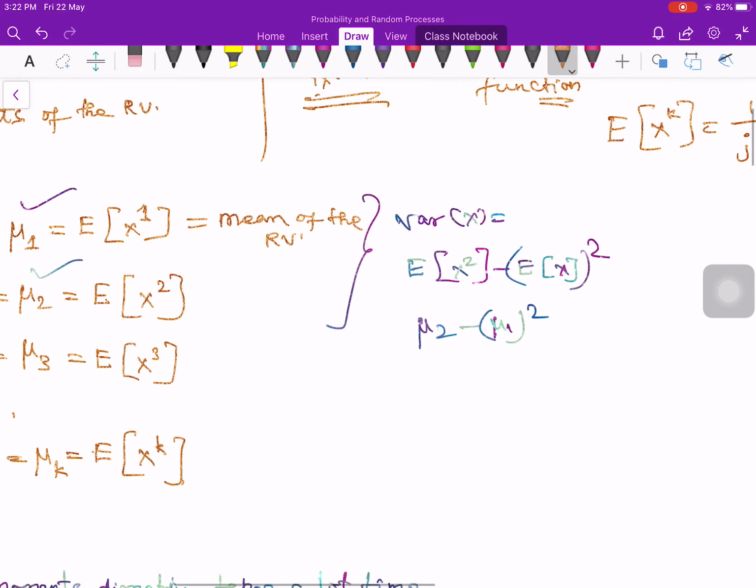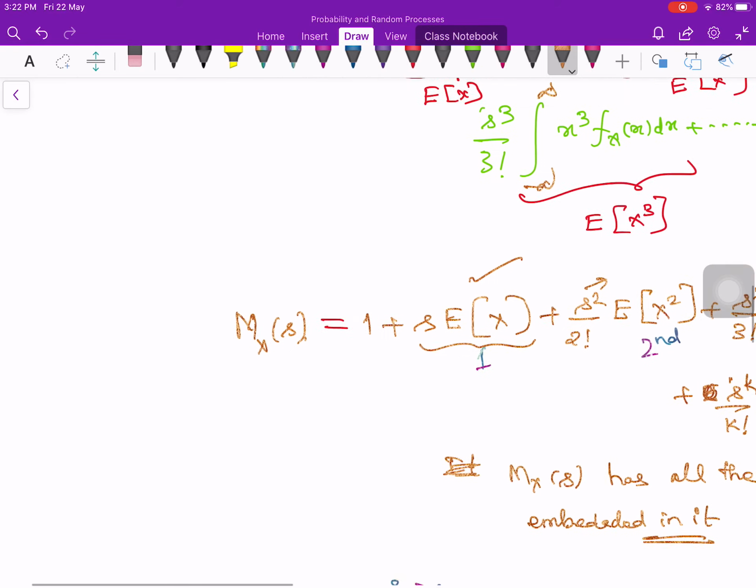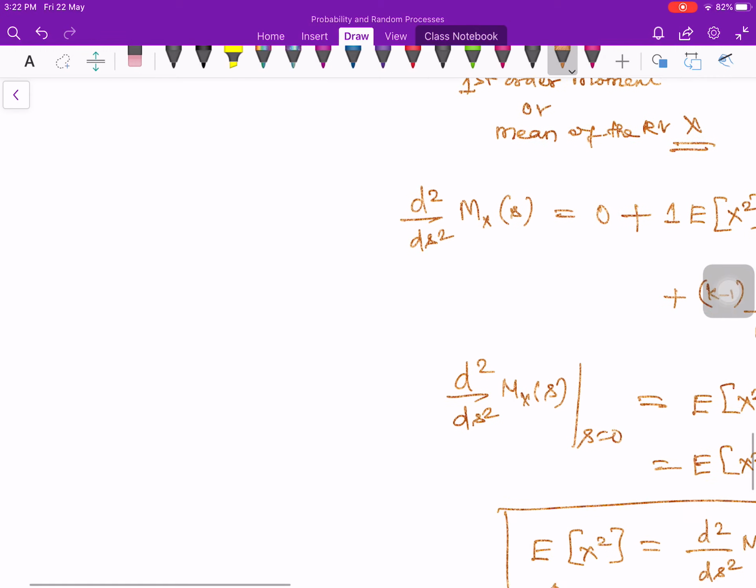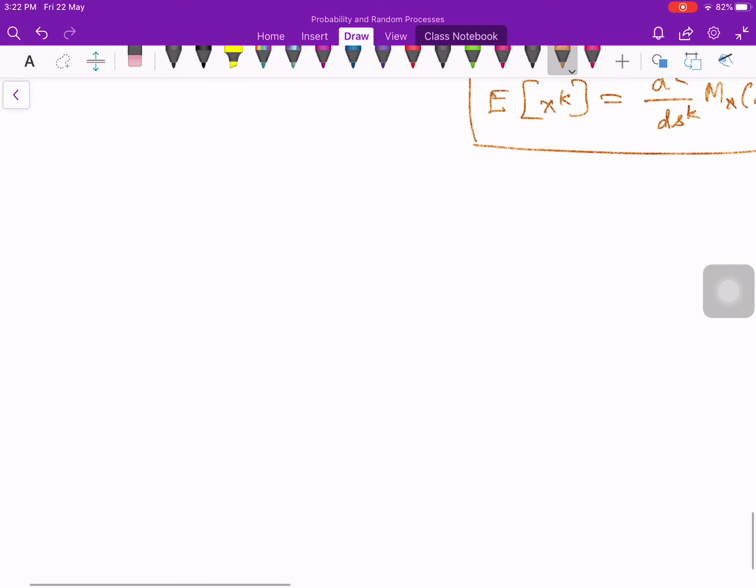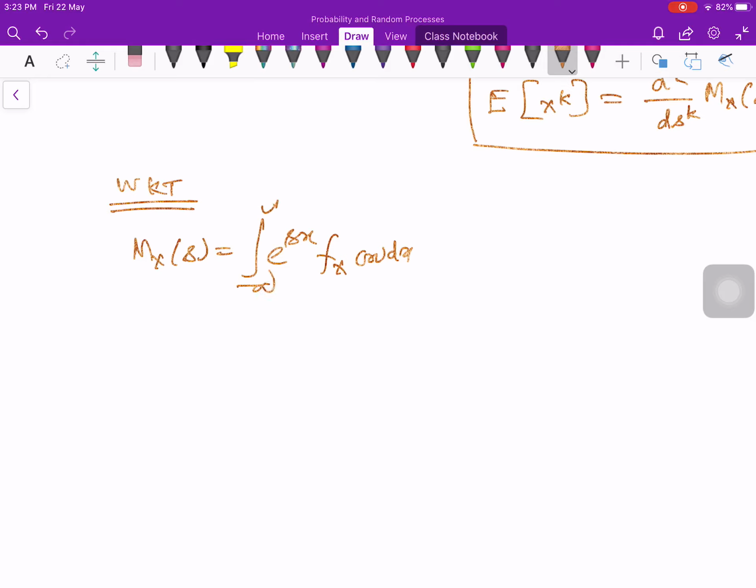So instead of going through this lengthy exercise, one can find the moments by a shortcut method. We know that the moment generating function M x of s is equal to the integral of e to the sx times f x of x dx. The whole exercise I showed here was to show that this moment generating function contains all the moments. For that purpose only I have done this derivation. Now let us find this in one or two steps.